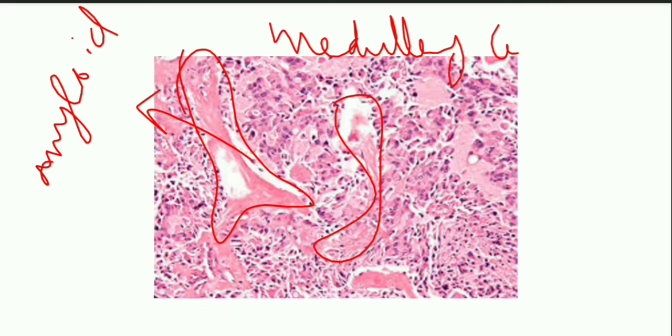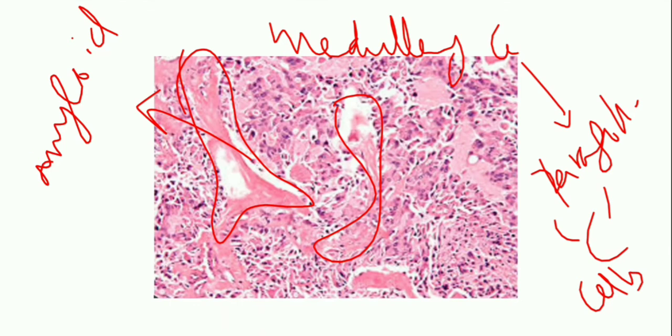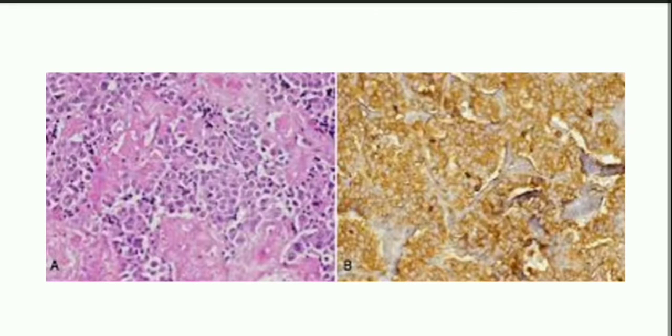Now you have to remember this medullary carcinoma, where is the origin? It is not from the thyroid follicle, it is from the parafollicular cells, that is C cells. So we know that it is releasing calcitonin, so calcitonin will be a marker.